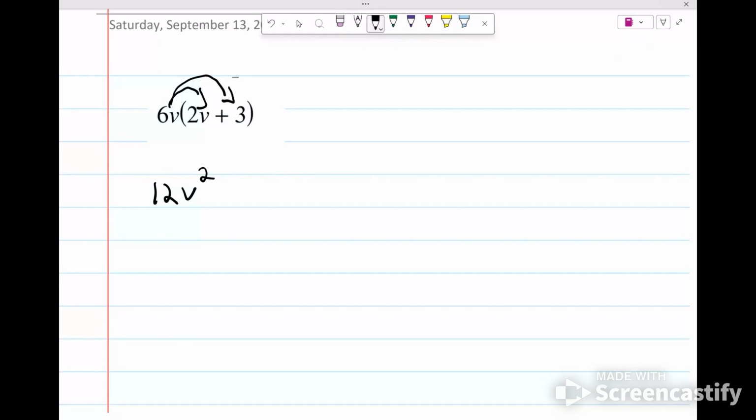But remember, we're still also multiplying 6v by 3. So if we multiply 6 times 3, that will give us plus 18. And because v is included with the 6, we include v.